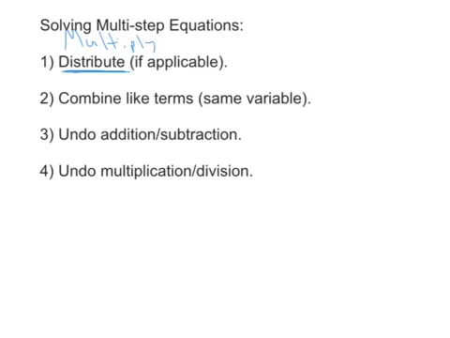is to multiply. So for example, this would be 2 times the quantity of x plus 3. So you take the number that's on the outside and multiply it into the parentheses. So 2 times x will give us 2x. 2 times 3 will give us positive 6.